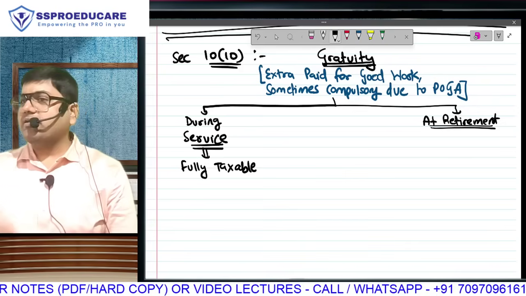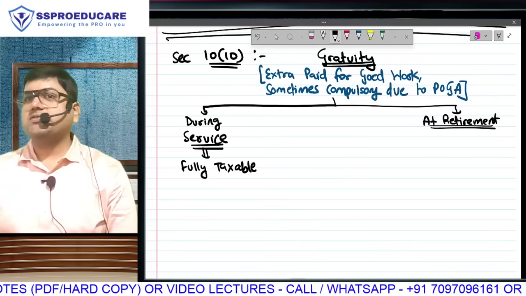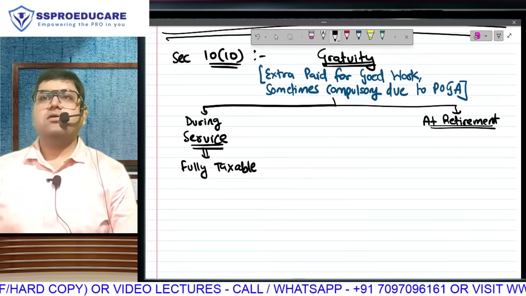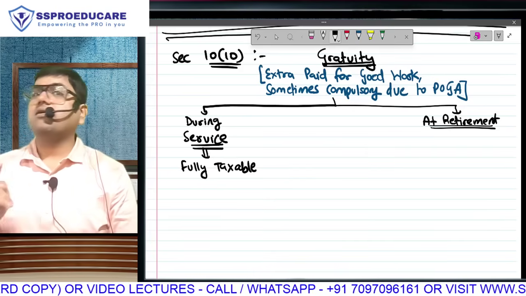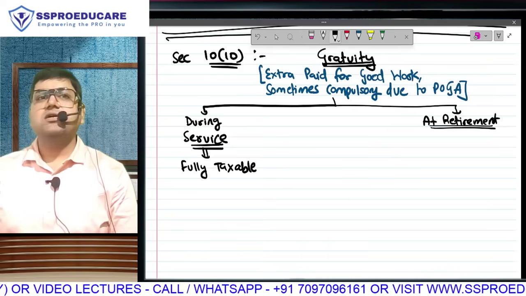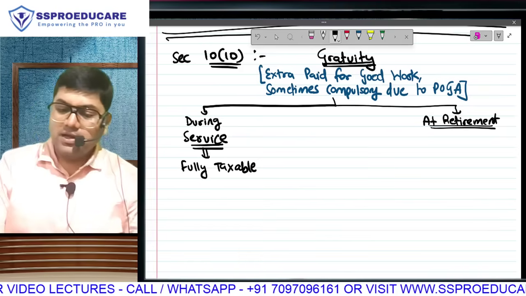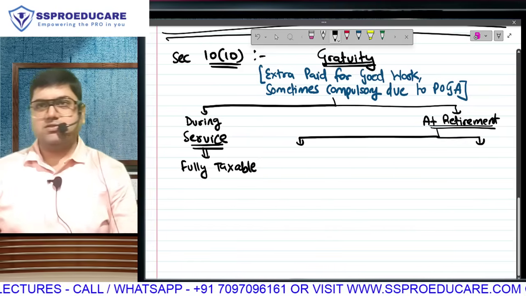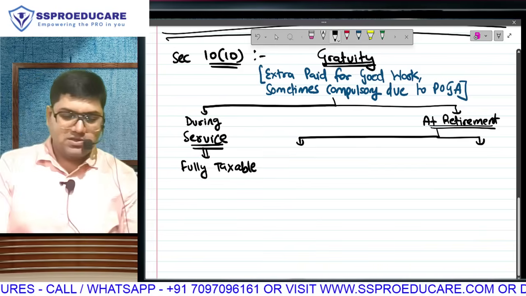Poor guy, after 20 years, he is getting this money. We can't be so unfair with this guy, and consequently, we will give you the exemption only and only on that lump sum amount which you receive at the time of retirement. So once it is during service, it is going to be fully taxable. At retirement, the lump sum amount will be exempt on the basis of the following possibilities.